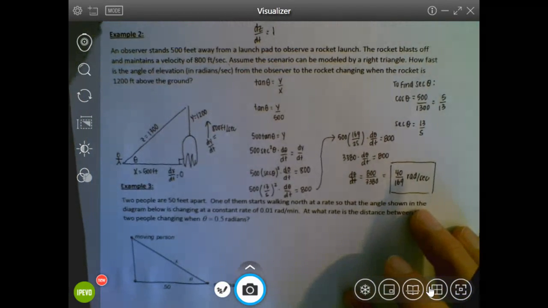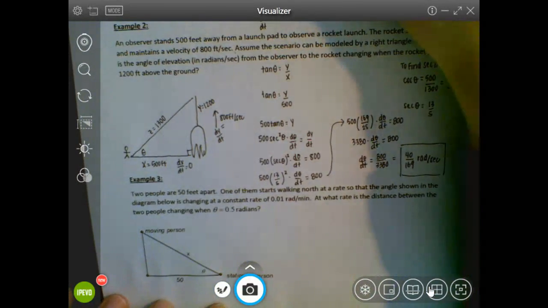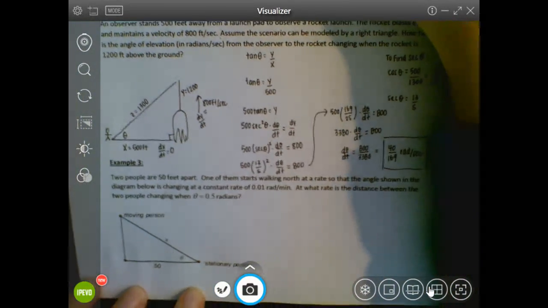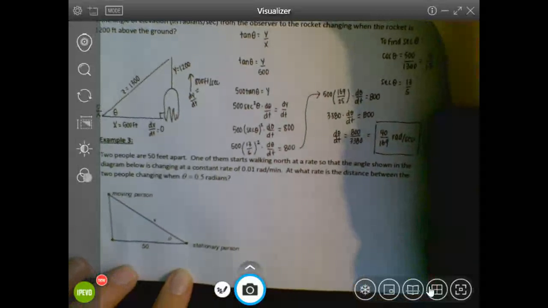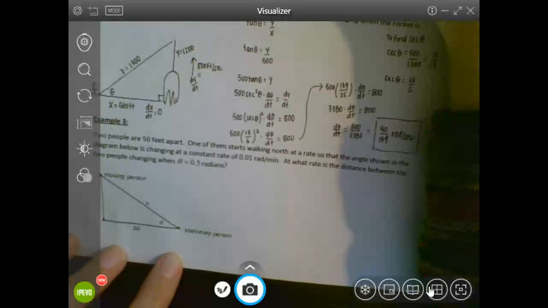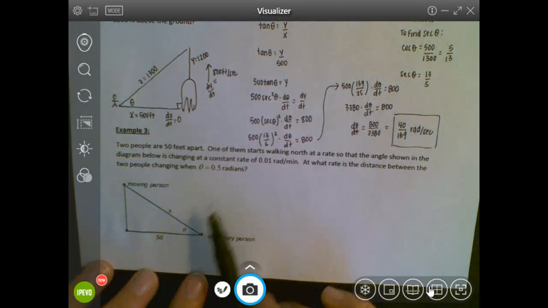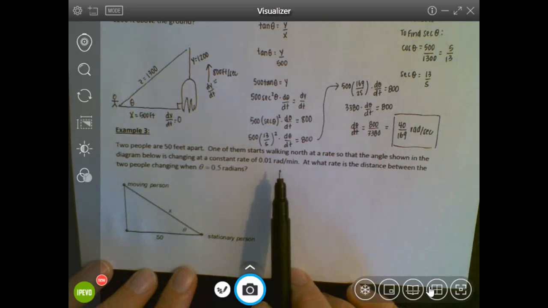All right, let's look at a similar example. This one's going to be a little bit different because we're looking for something a little bit different, but it does involve some trig. So we know that two people are 50 feet apart. One of them starts walking north at a rate so that the angle shown in the diagram below is changing at a constant rate of 0.01 radians per minute.